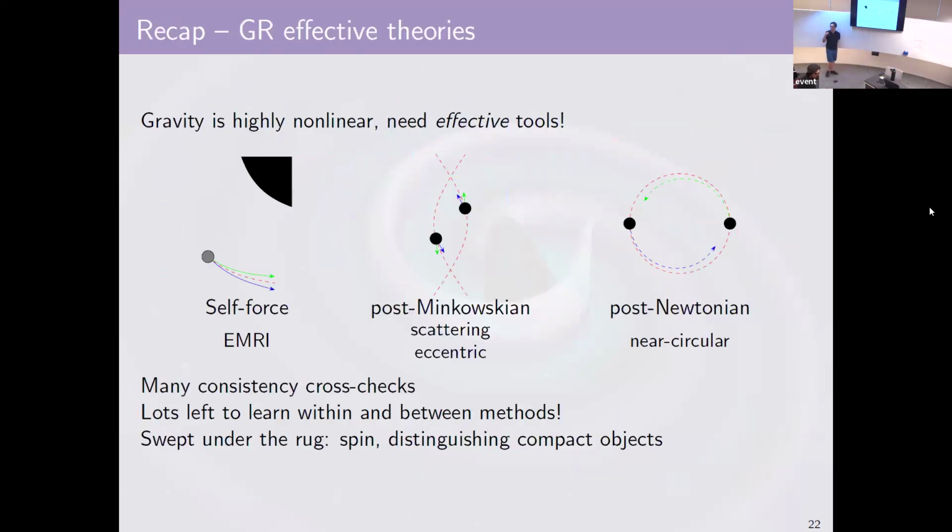So, to wrap up, I told you about 3 different approaches to effective field theory and gravitational binaries. We've got self-force, which is really good for extreme mass ratio inspirals. Post-Minkowskian, which covers scattering, transient events if you think we'll ever see those, highly eccentric systems, and also various boundary-to-bound questions and formal questions. And then post-Newtonian, which is the near-circular regime, primarily what is used in LIGO nowadays, and is hopefully going to get us towards Einstein Telescope, CE, and LISA.